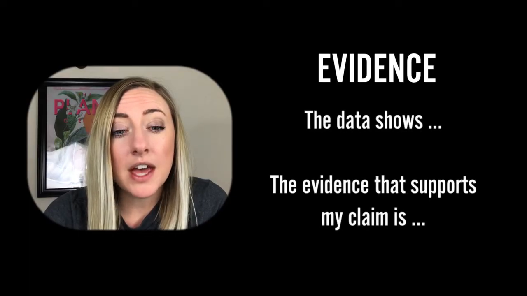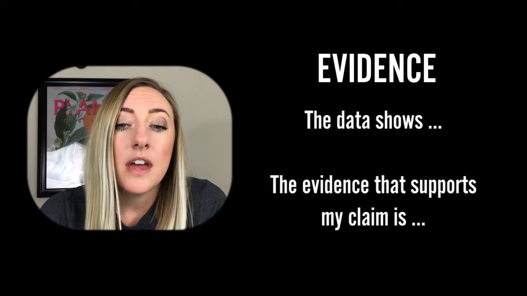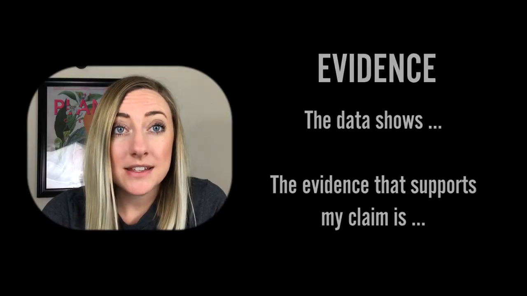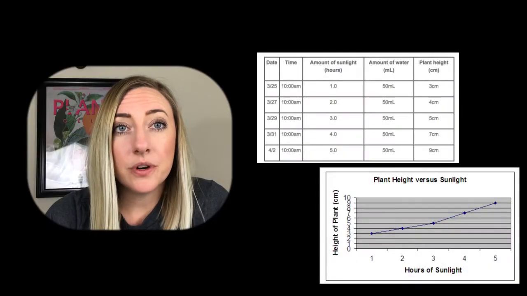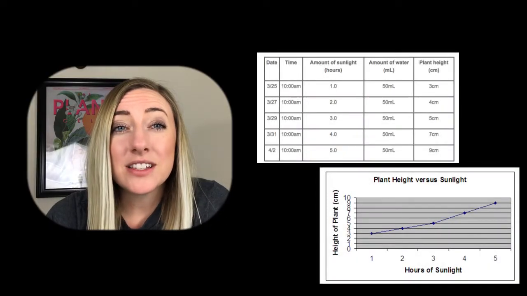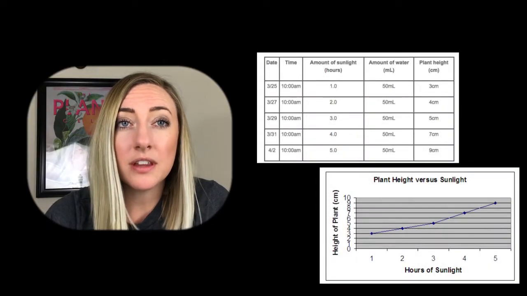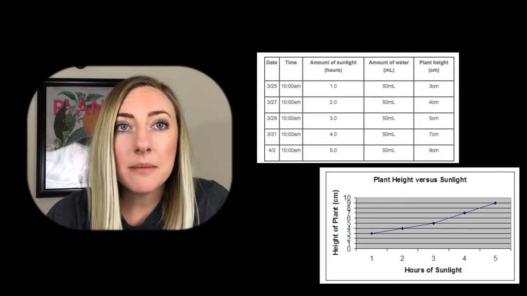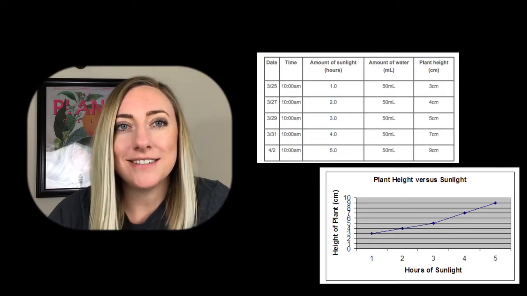Not sure how to start writing your evidence? Here are a couple ways to help you. You can start a sentence of your evidence by saying, the data shows that, or the evidence that supports my claim is. Now it's your turn again. Look at the graph and the data from before. This time, give at least 3 pieces of evidence to support the claim that you made earlier. Go ahead and pause the video so that you can think and write.